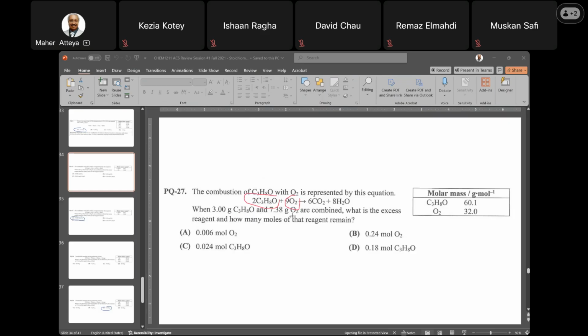When these are combined, what is the excess reagent and how many moles of the reagent remain? How many are remaining of this reagent? Which one is the excess and which one is remaining?